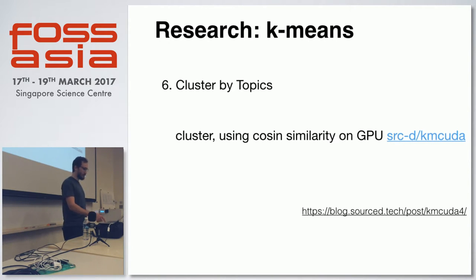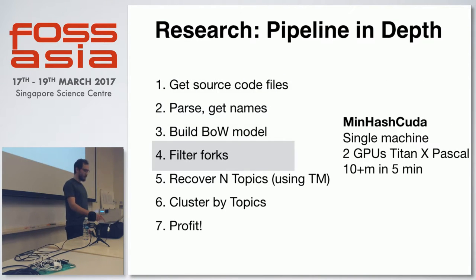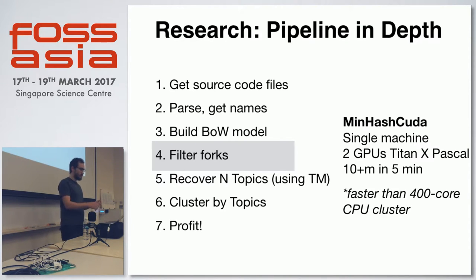But let's look at the infrastructure that we used for this research. The first, preprocessing part, which is I/O bound, was done on a cluster of 64 Apache Spark machines on Google Dataproc. The input was about 100 terabytes, representing millions of repos, and in less than 1 day we were able to preprocess it down to a bag-of-words model with this set of equipment, which is not tremendously big these days. But the interesting thing is, after that, to do the filtering of those forks, we were able to do that on a single machine with multiple GPUs in less than 5 minutes, just to calculate the hashes. And that's impressive because it's a compute-bound workflow, and it's faster than 400-core CPU clustering. That's just one machine.